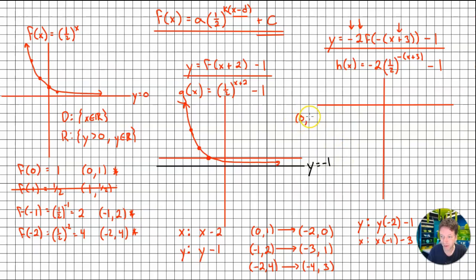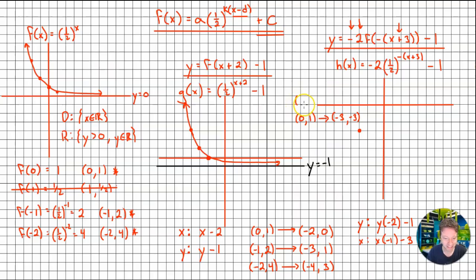So 0 and 1. What does 0 and 1 become? Well, 0 is x. So we need to multiply that by negative 1. So that's still 0. Subtract 3, we get negative 3. And then we have 1 for y. Multiply that by negative 2, so that's negative 2. Subtract 1, that's negative 3. So 1, 2, 3, 1, 2, right there. Okay, I'm going to do the other ones above so I don't get in the way of my graph.